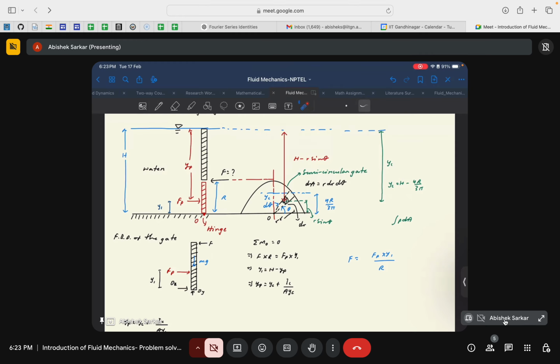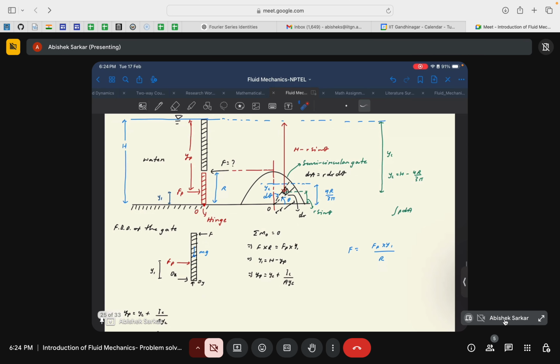I think the geometry is quite clear: this is the height of the liquid from the datum or the base, H, the height of the free surface. Say the center of pressure is at a depth of yp from the free surface. And let the height of this rotating gate be r. Since this is a semicircular disc, I will just treat the radius of the semicircular disc as the height of this rotating gate.